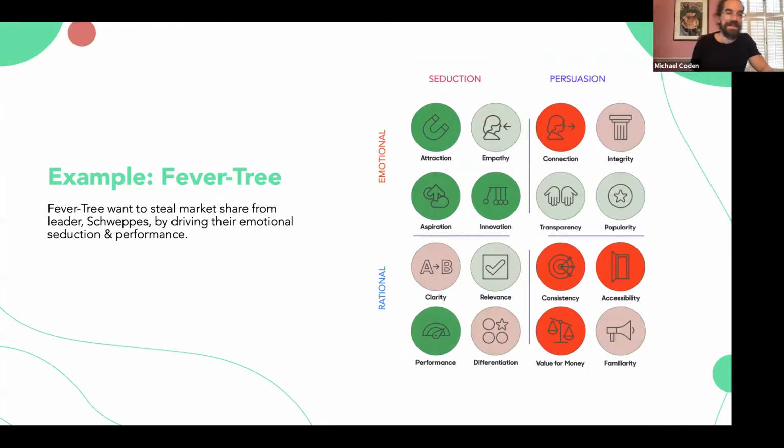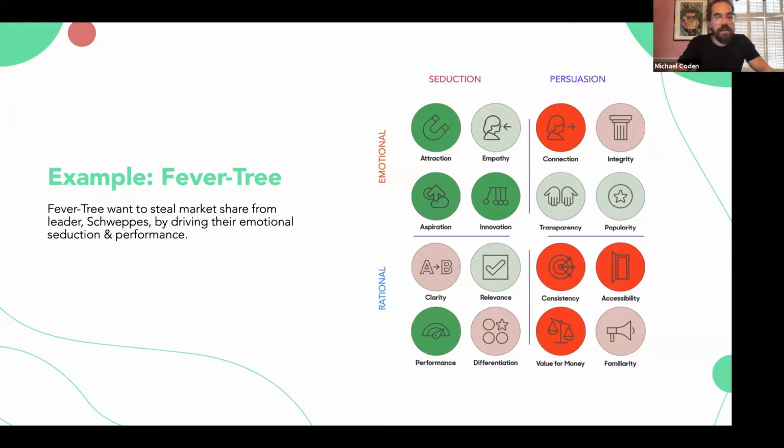And here I come back with the sideshow of Fever Tree. So we've looked at the Fever Tree brand through each of those different drivers. And as you'd expect, the green is what they're doing well. The red is what they're doing least well. The paler shades of green fall closer to the top, and the paler shades of red fall closer to the bottom. So here, at a glance, remember Fever Tree want to steal market share from Schweppes.